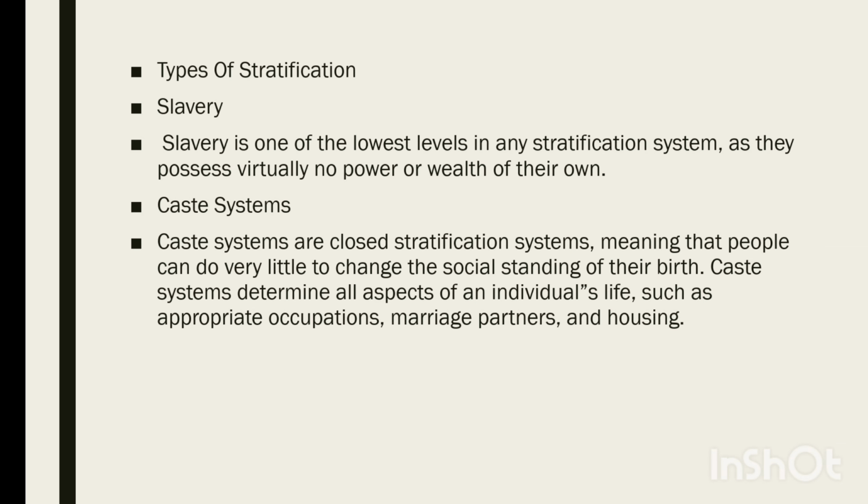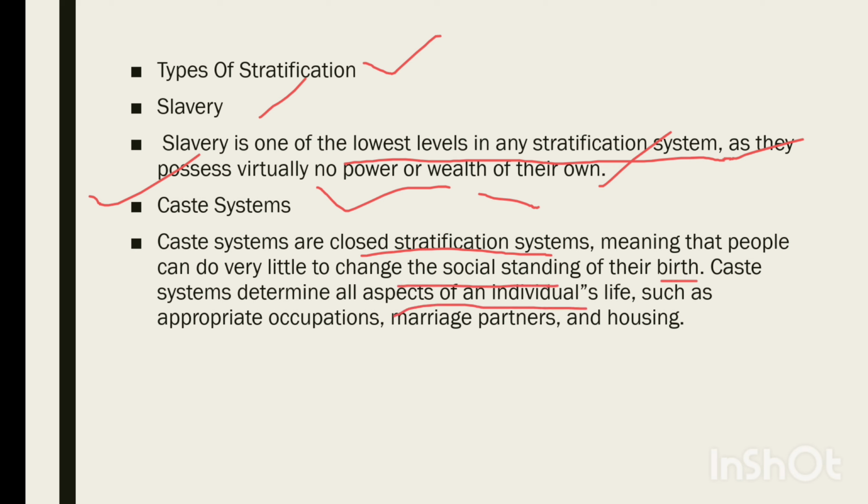Types of stratification. Slavery. Slavery is one of the lowest levels of any stratification system, as slaves possess virtually no power and no wealth of their own. Caste system. Caste systems are closed stratification systems, meaning people can do very little to change the social standing of their birth. Caste systems determine all aspects of an individual's life such as appropriate occupation, marriage partners and housing.